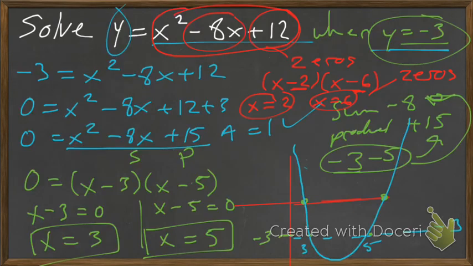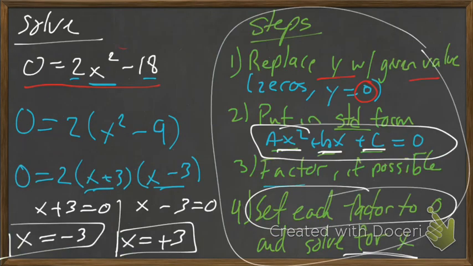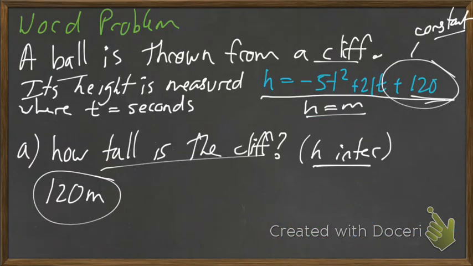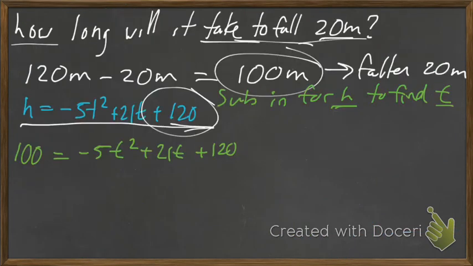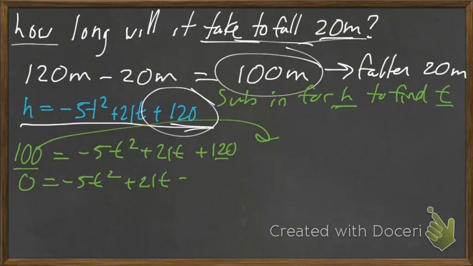So similar to, where's that example? We had an example just like this. The previous example right here, y was -3, we subbed it in. We have 100, we have 120 here. We're actually going to put the 100 on the other side. 0 is equal to -5t squared plus 21t plus 120 subtract 100. Alright, so we got 0, -5t squared plus 21t, and this is going to be plus 20.